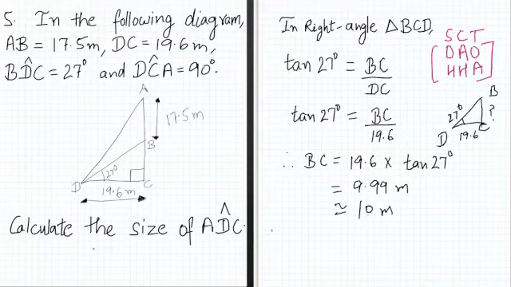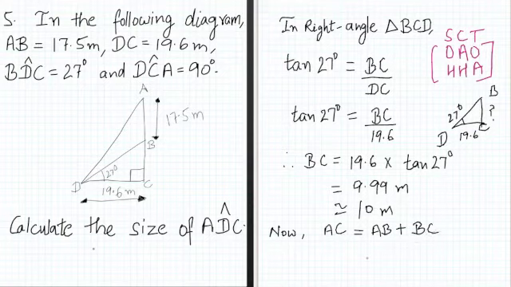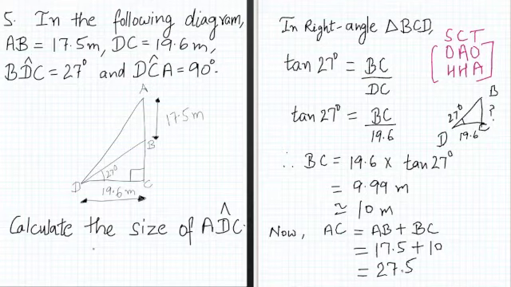Which further means now we know that AC in this diagram is equal to AB plus BC. AB we already have 17.5 and BC we calculated 10. So AC is equal to 27.5 meter.